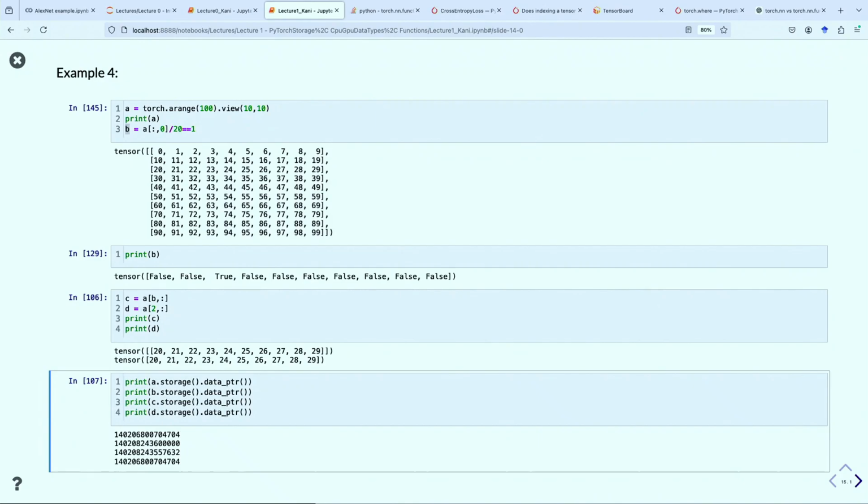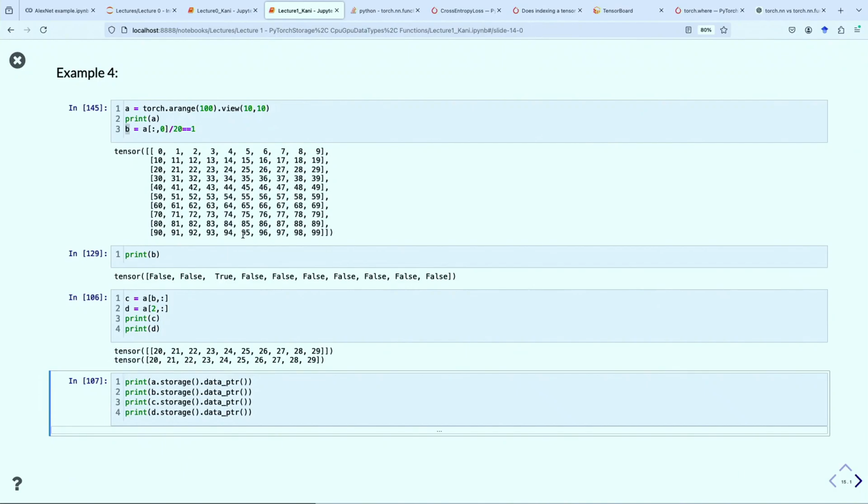And of course, is B a view of A? No, right? It's two totally different things. This is true, false. A is just a whole bit. B is definitely not a view of A. Is C a view of A?